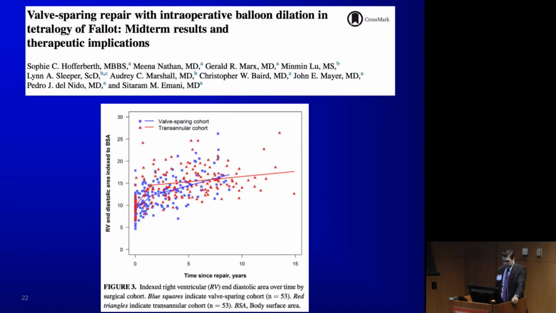This here is a scatter plot showing the indexed RV end diastolic area, comparing the transannular and valve sparing approaches, and you can see there was really no difference. So I think these data were obviously a source of a lot of discussion up in Boston, I know when I was there, about what do we do with this now and what's our approach and how are we going to address this.